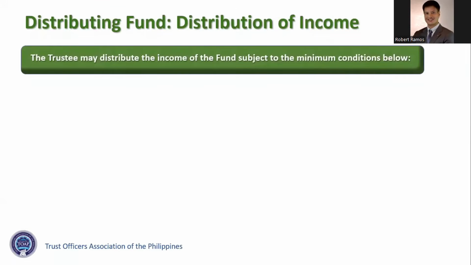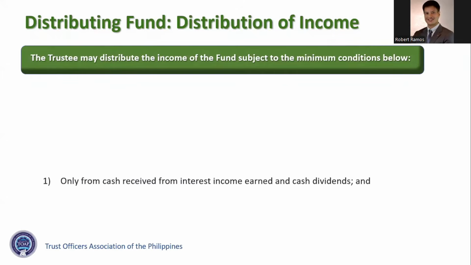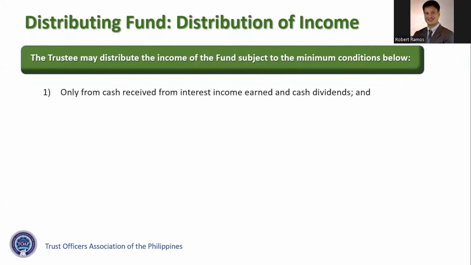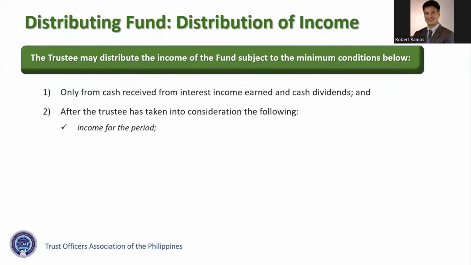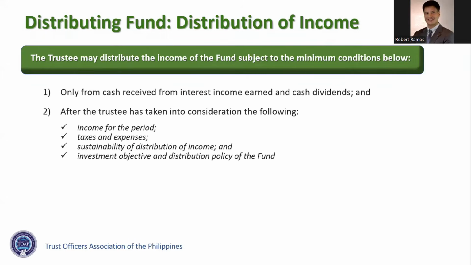For distributing funds, when they distribute income, they may distribute the income of the fund subject to the conditions stated below. Number one, only from the cash received from interest income earned and cash dividends, and after the trustee has taken into consideration the following: the income for the period, the taxes and expenses, the sustainability of the distribution of income, and the investment objectives and distribution policy of the fund.